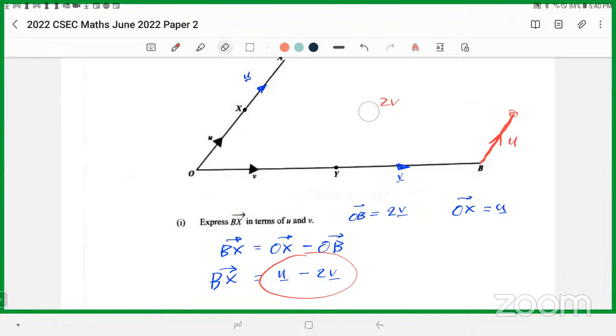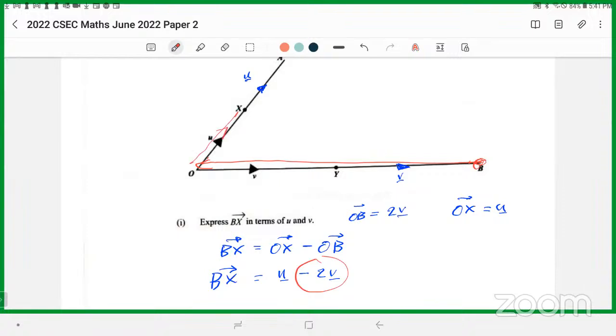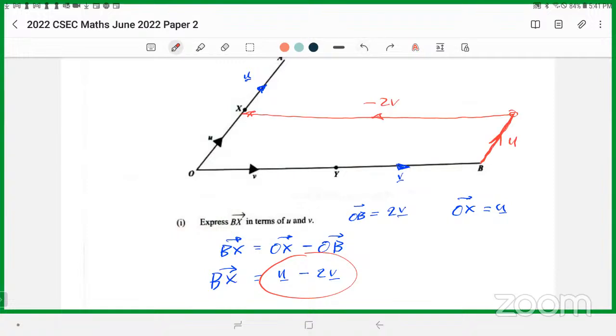You could have also looked at the diagram and said, okay, how do I go from B to X? I could go, starting here, minus 2V down to O. That's the minus 2V still. And then I go U. That's the U right there, minus 2V plus U. So you know the answer is correct. The diagram confirms it, and that's what I like about vectors questions. You can confirm your answer. All right, let's continue.